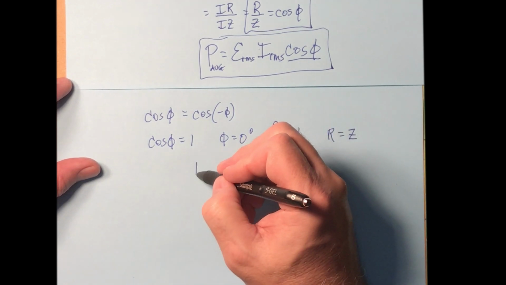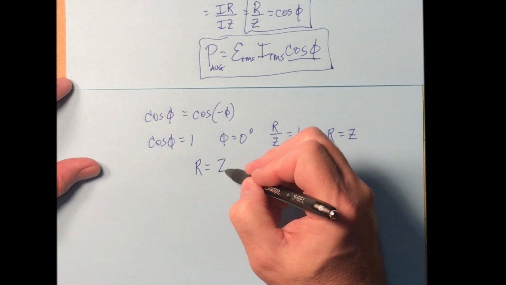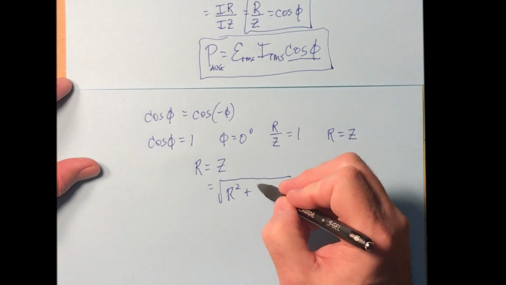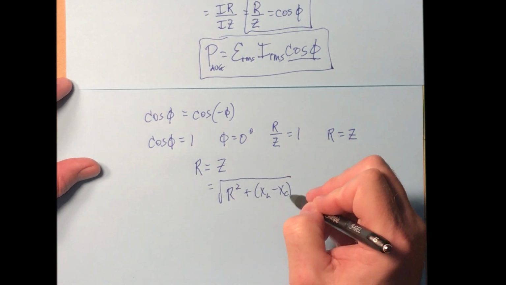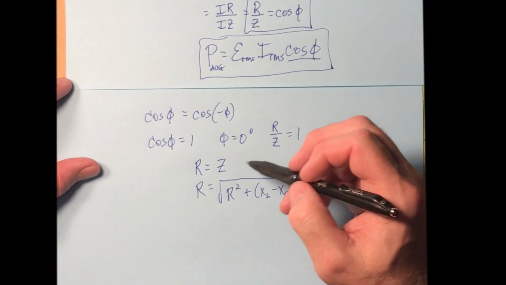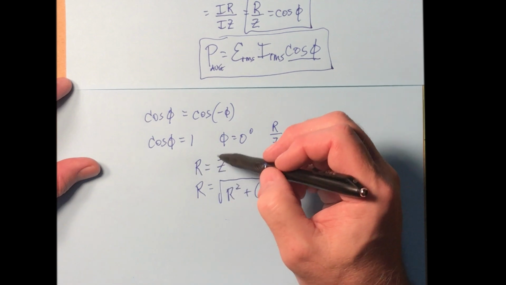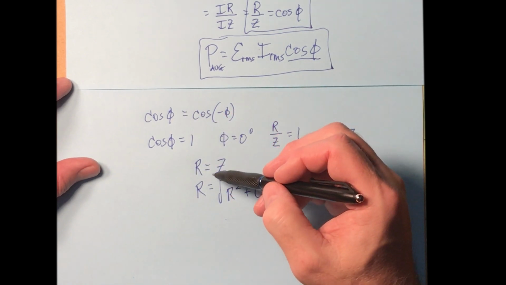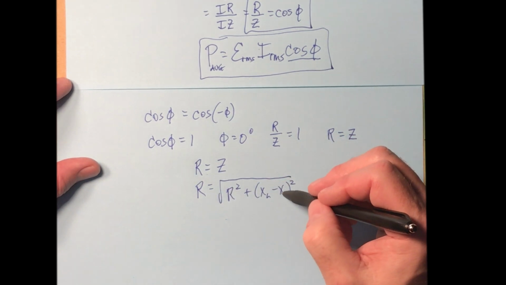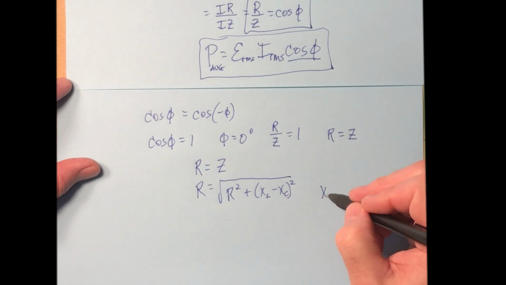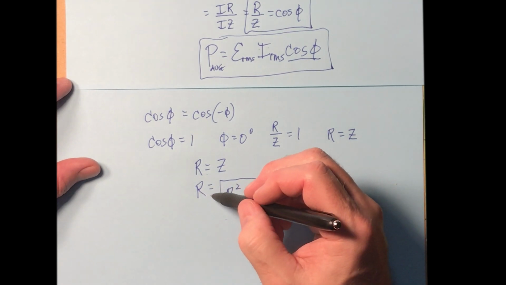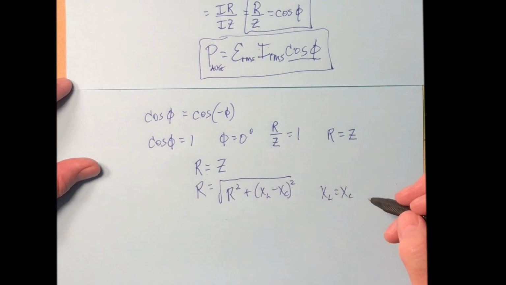Okay, let's go ahead and substitute in R equals Z, but we know that Z is equal to the square root of R squared plus (X sub L minus X sub C) quantity squared. When is this a true statement? In other words, we know that this is the condition that we want in order to maximize the power factor, but when is that the case? Well, look at this equation. If what's in the parentheses here is 0, in other words, if X sub L is equal to X sub C, then this is a true statement, that R equals R.